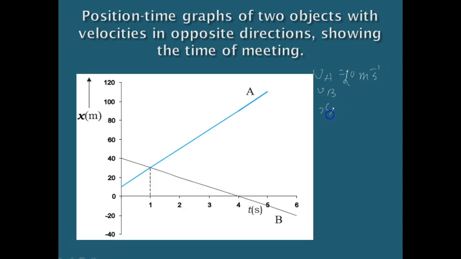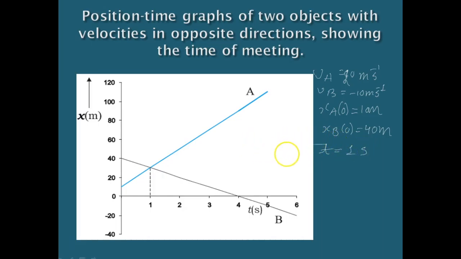Okay, its starting position is given by 10 meter. And object B is moving with minus 10 meter per second, starting at xb of 0 is equal to 40 meter. The two objects meet at x is equal to 1. You can see that in the figure. Okay, they meet at t is equal to 1.